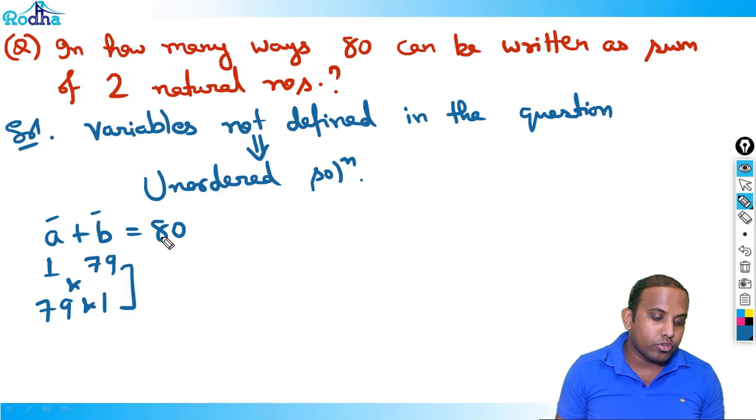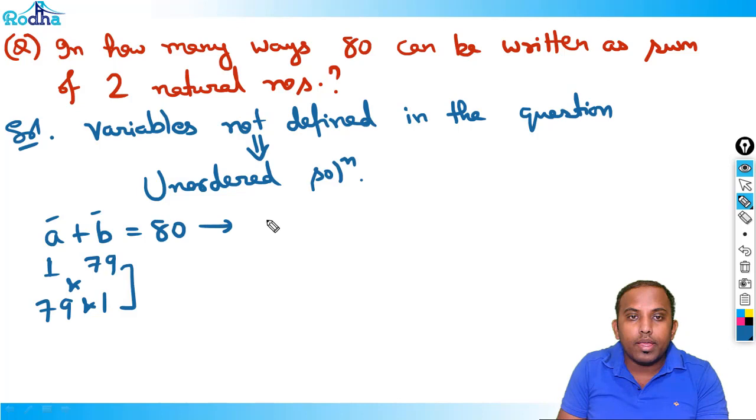So how many unordered solutions are there? If you're trying to find the unordered ones here, tell me what's the answer. Out of a plus b is equal to 80, one case will be 40 comma 40.